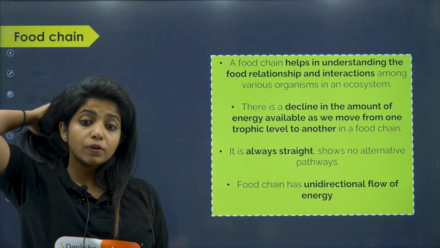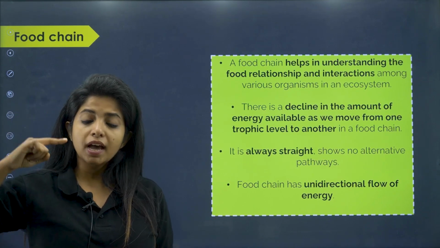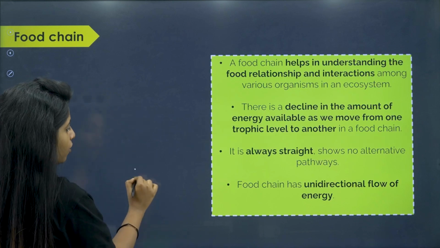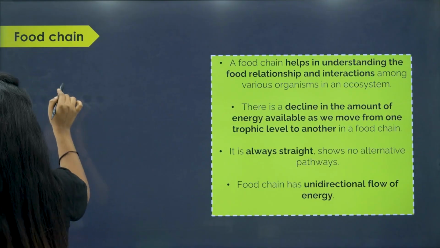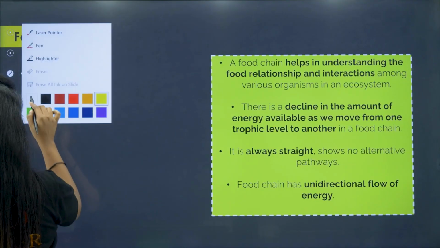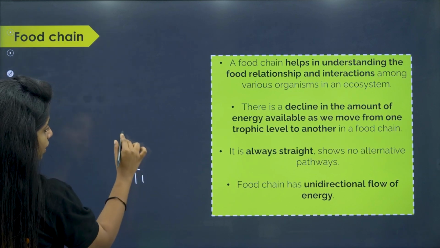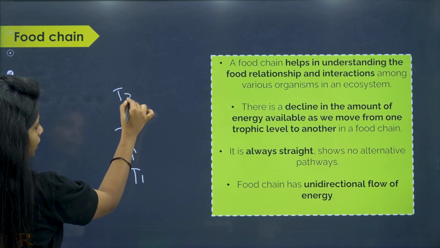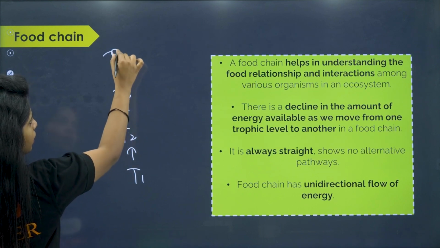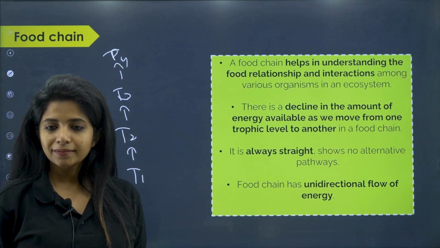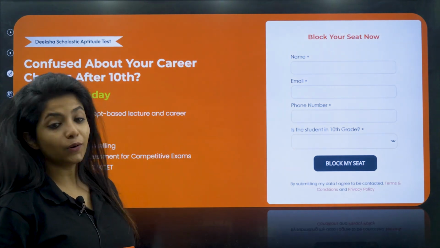What is it, children? Unidirectional flow of energy. That means the energy flows just in one direction. From one trophic level, things are going to go to the next trophic level, and it will go on like that. Cool.